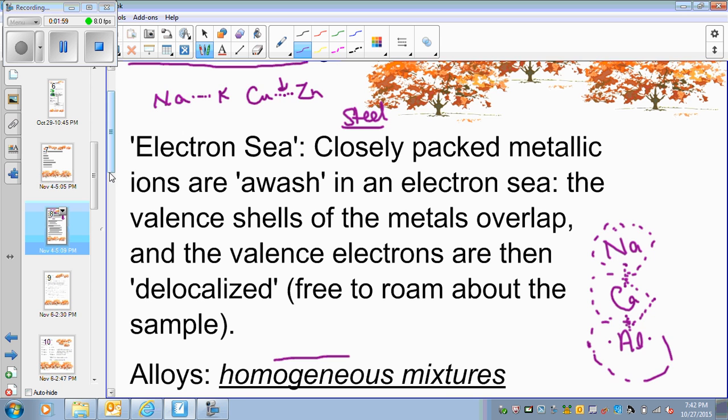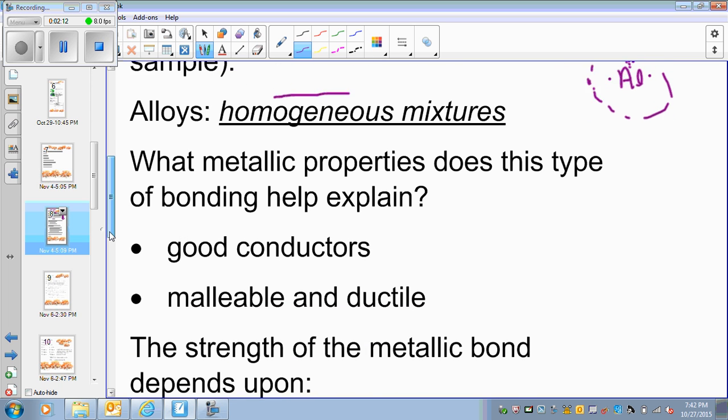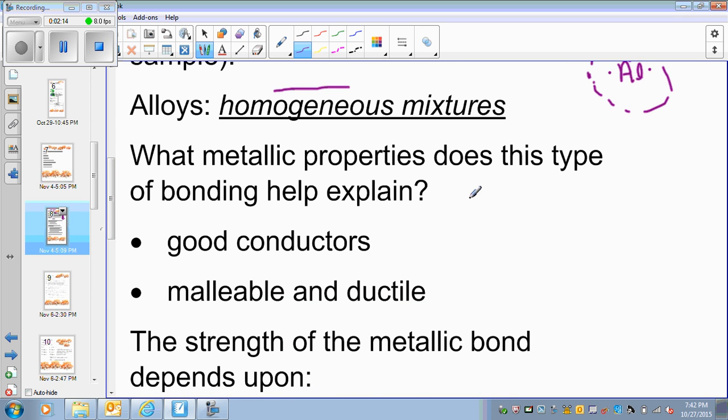So again, it is not a chemical combination. It's a homogeneous mixture. But these metallic bonds are quite strong, and the strength of the bond depends on, number one, how many valence electrons there are, and number two, what is the size of the atom.